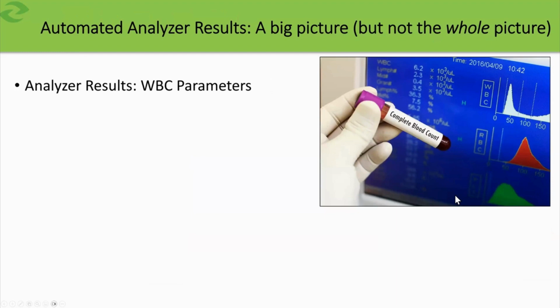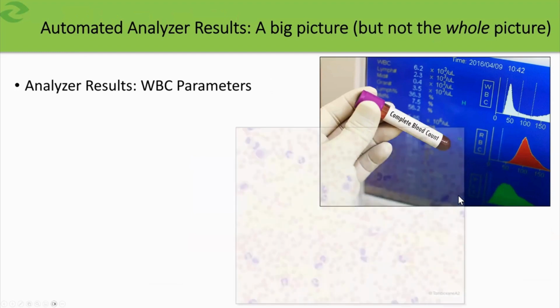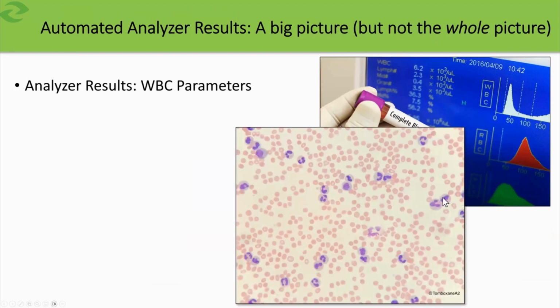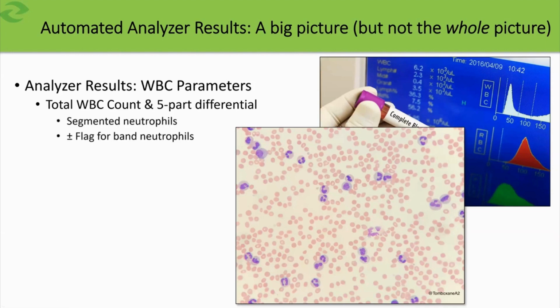All right, let's move on from red blood cells, and let's jump into white blood cells, white blood cell parameters off of the automated analyzer. They're really good at providing a white blood cell count. Some analyzers do a 3-part differential, others can do a 5-part differential. That 3-part is granulocytes, lymphocytes, and monocytes, and then the 5-part is segmented neutrophils. Some can flag for the presence of immature neutrophils or band neutrophils.